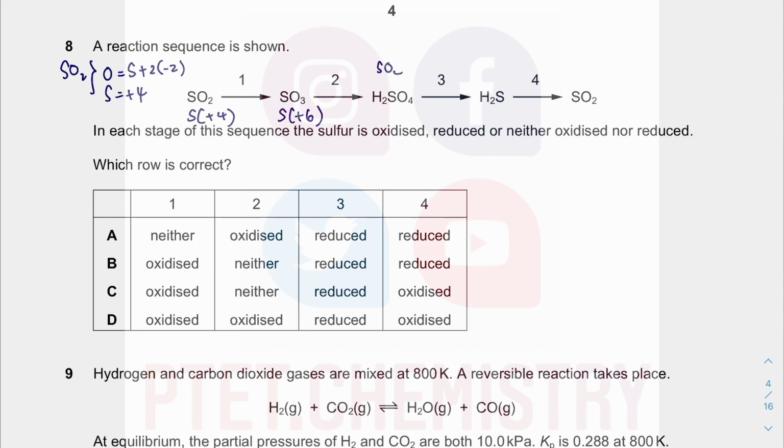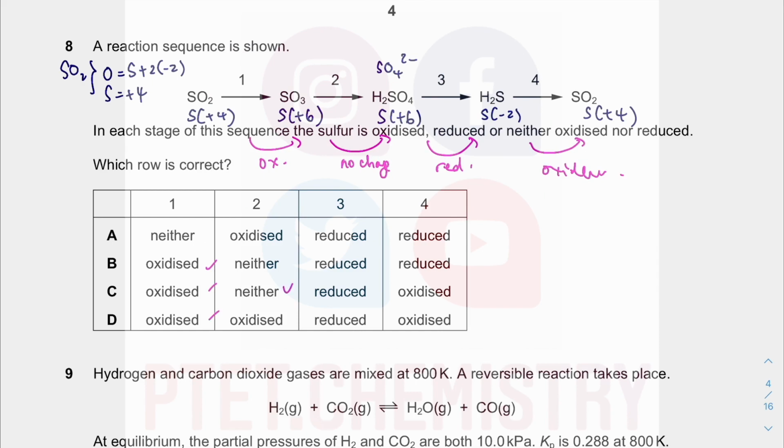H2SO4, you know that consists of SO4 2-. There's also sulfur +6. You deal a lot with this in group 17 chemistry when you react halide with concentrated sulfuric acid. So you would have needed to know that this is sulfur +6. Sulfur -2, sulfur +4. So overall, +4 to +6 is oxidation. +6 to +6 is no change. +6 to -2 is reduction. -2 to +4 is oxidation. So 1 is oxidation, 2 is no change, 3 is reduction, and 4 is oxidation. So C is the correct answer.